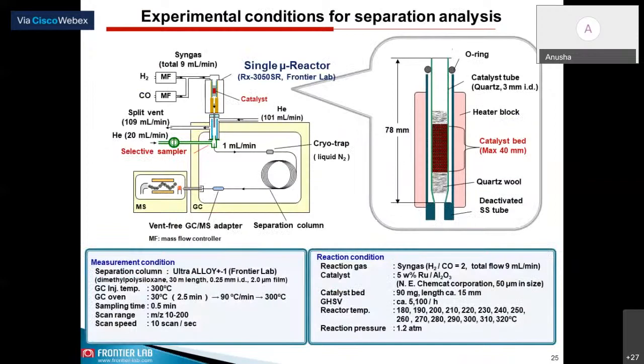And as I've already told you, EGA gives us only the basic idea of the temperature and where the products are being eluted, but it doesn't give us deeper details about the separation of the compounds. So for that, we also carry out the separation analysis. These are the experimental conditions for the separation analysis. Here, the only difference is that when I talk about separation analysis, we use a separation column. That's it.